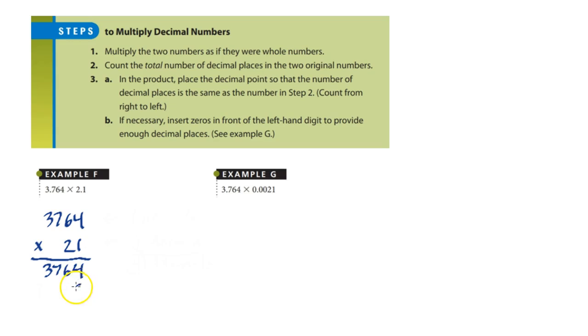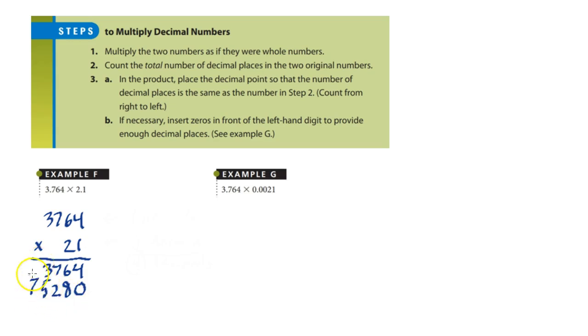So we need the placeholder. Sometimes you put a 0 in here, or you can just put a space and remember to start right here. So 2 times 4 is 8. 2 times 6 is 12. And then we have 2 times 7 is 14. And remember, we had 12, so we carried the 1, so that's 15. And then we carried another 1 because we had 15, so that's 2 times 3 is 6, so that would actually be 7.